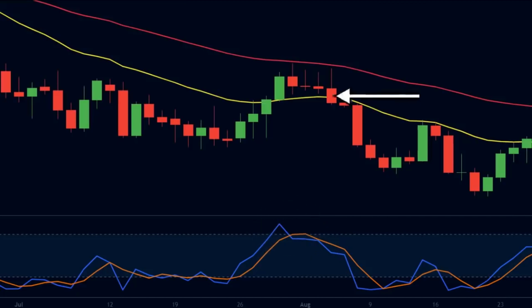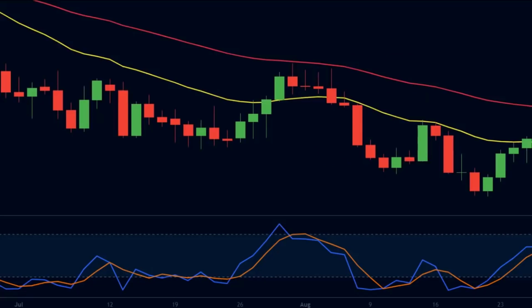Hence, we will place a sell order below the low of this candle. We can keep our stop loss above the high of the candle, and we can place our targets at a 1:1.5 risk-reward ratio. And as you can see, the price achieved our target with ease. So that brings us to the end of this video.